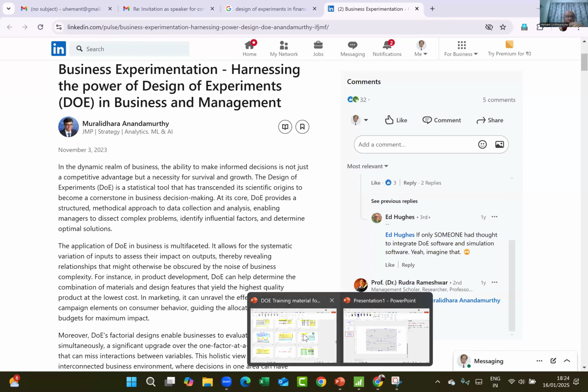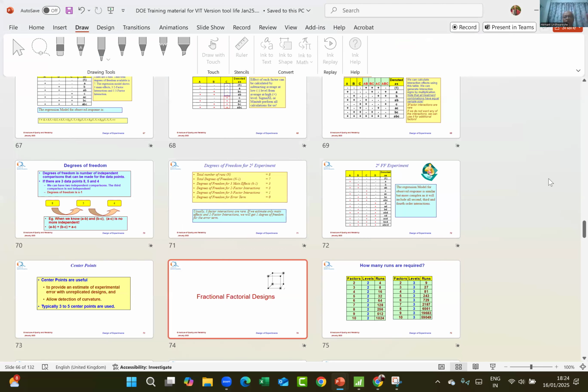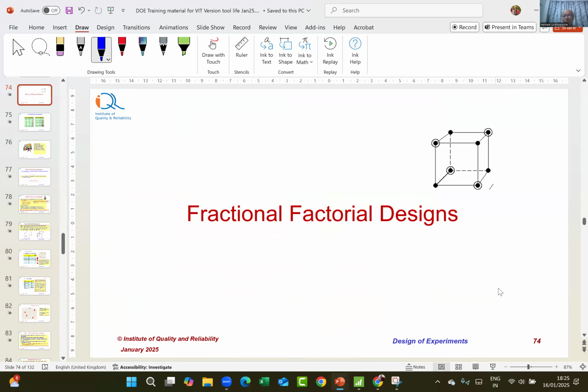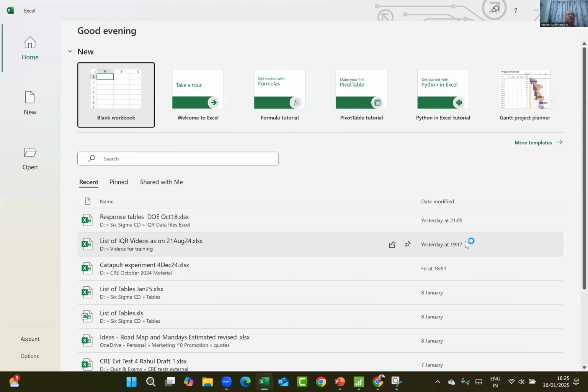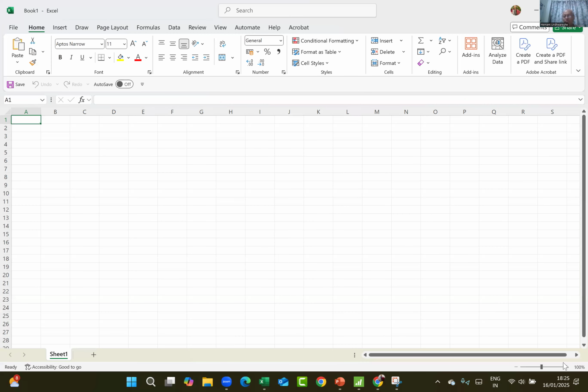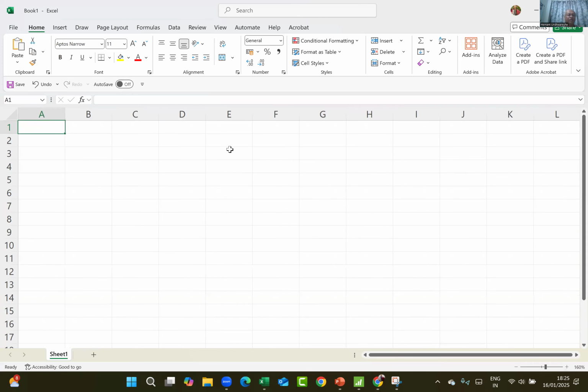All right. With that, we go to fractional factorial designs. Degrees of freedom we have already discussed. Now we are going to do that again. So let us move to fractional factorial designs. Now I'm going to use Microsoft Excel. If you wish to follow me, you can. Otherwise, it may be a little fast for you, but observe what I am doing in Microsoft Excel to explain what is a fractional factorial design.